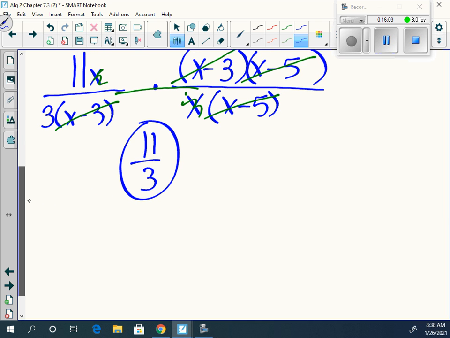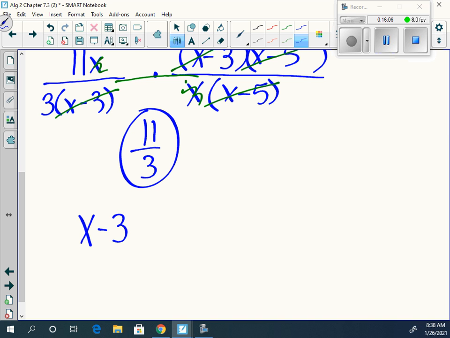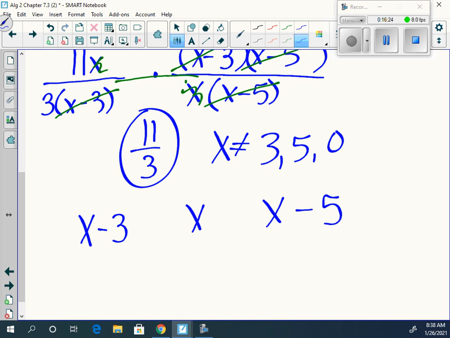Now, we still need to find our restrictions. Well, for this here, we have x minus 3, x, and x minus 5. Now, again, that second half of the fraction, we already have everything listed. So we don't need to list anything else on top of this. So what would our restriction for this be? 3, 5, and 0. Because this one here would be 3, 0, and 5. Questions on this here? Yep, awesome.